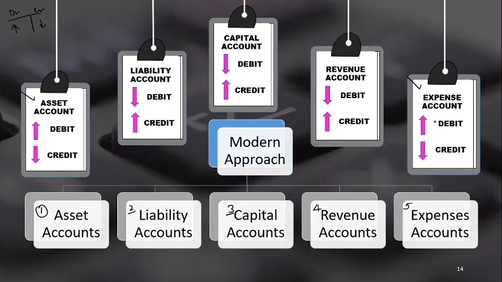So now for these two approaches, the simple thing you have to understand is that usually the traditional approach is best used for passing journal entries, that is recording. And the modern approach rules are helpful for posting into the ledger, or we can say directly if we are preparing a ledger, these rules help us a lot. The modern approach and the traditional approach help us to pass the journal entries.